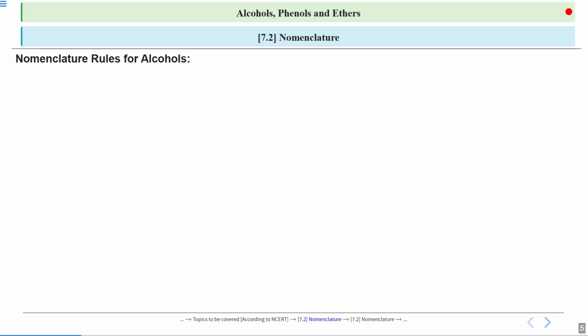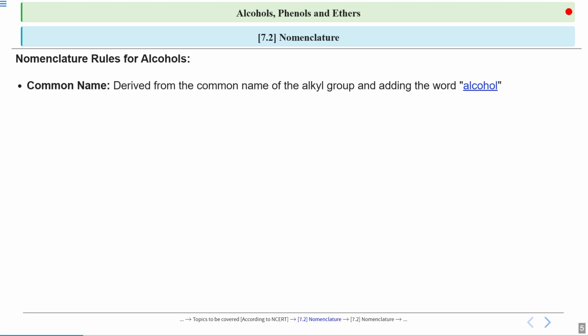So let's begin with the NCERT section 7.2, nomenclature. And first of all, let's look at the nomenclature rules for alcohols particularly. There are two types of names, common names and IUPAC names. Common names are derived from the common name of the alkane or alkyl group, and then we add the word alcohol after it while writing the common names of the alcohols.